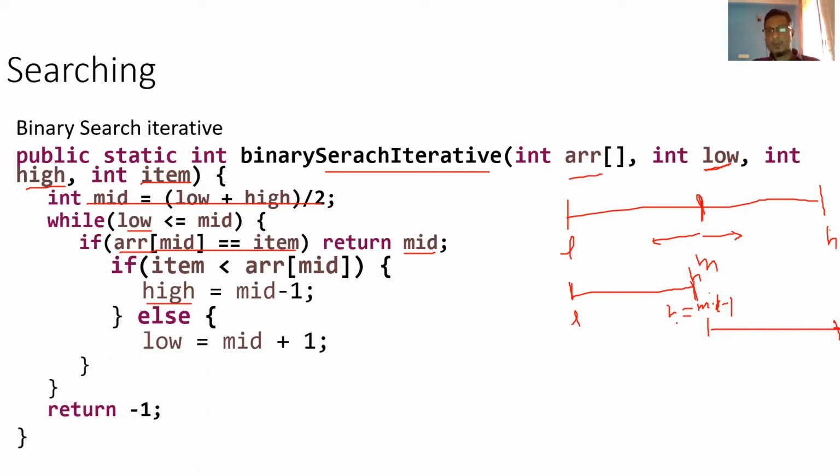My high will be pointing here. Considering that item is less than array of mid, right? If item is greater than the array of mid, what I will do is change my low pointer to mid plus 1, because mid anyway I have checked. So now my search criteria will be mid plus 1 to high. I just change my low pointer to here.